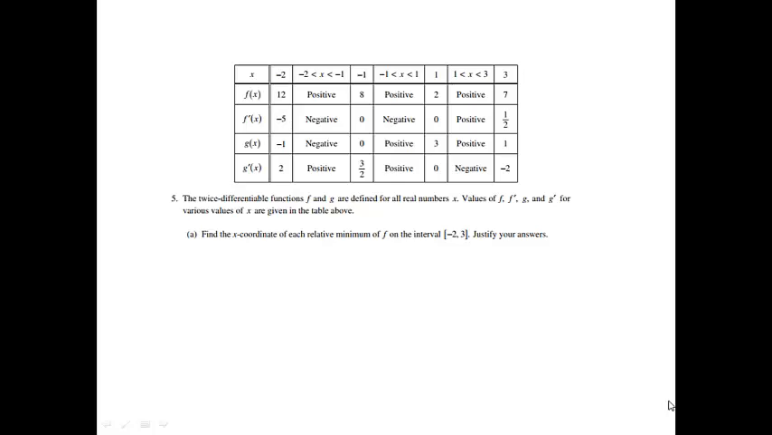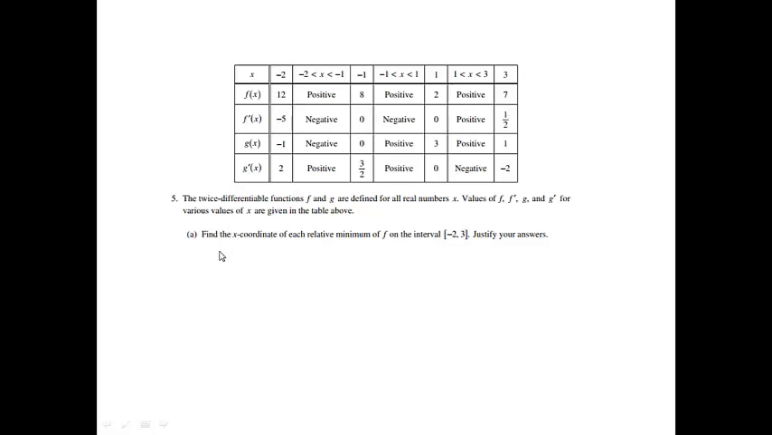Alright, number 5. The twice differentiable functions f and g are defined for all real numbers x. Values of f, f prime, g, and g prime for various values of x are given in the table above. First of all, before we get started on this problem, so it doesn't seem too scary to you, this is just a chart of values. It's no different than making an f prime chart or a g prime chart. It's just given in word form instead of a chart form.